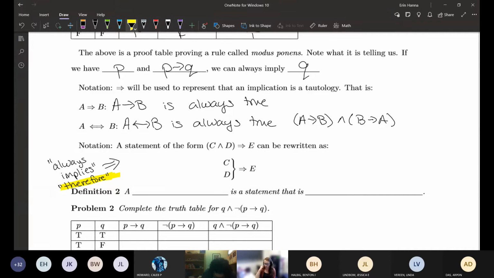So if we have a statement where we want to say C and D, therefore E, it could also be written in this format where we have C and then D, and it's telling us that when we combine those together, which is what that little squiggly does, gives us therefore E.